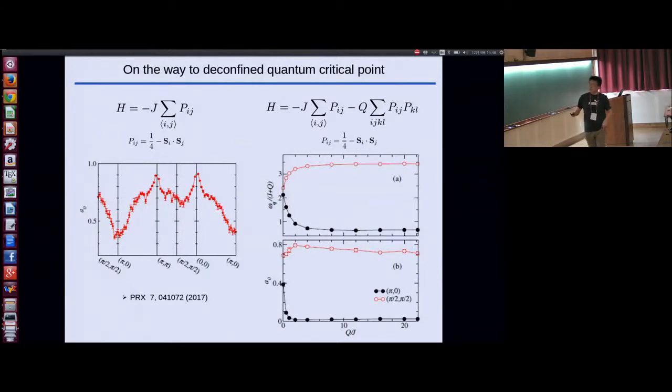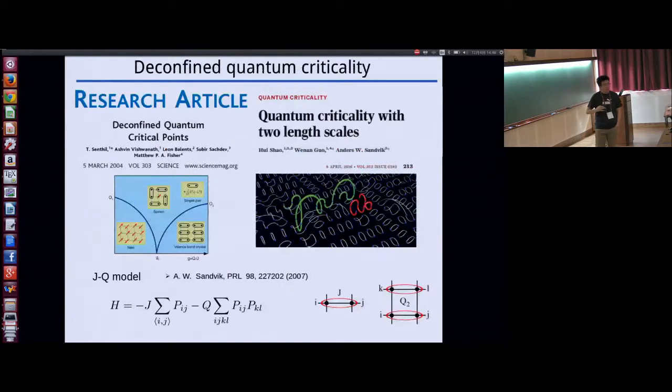So then from here, let's go to the JQ model. Let's see what really happened along this line. The JQ model is all connected to the deconfined quantum critical point. I think everybody knows this. The deconfined quantum critical point has a model realization, which is the JQ model that Anders came up with. This is what I just explained.